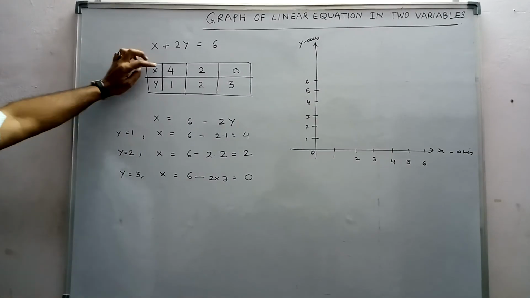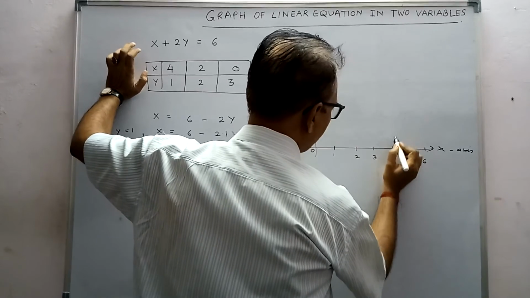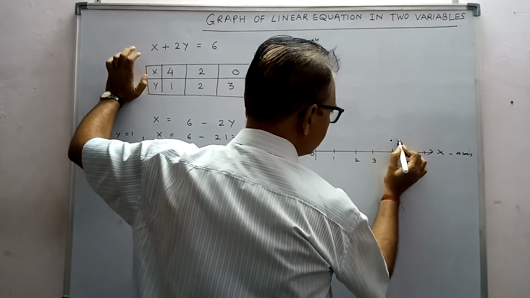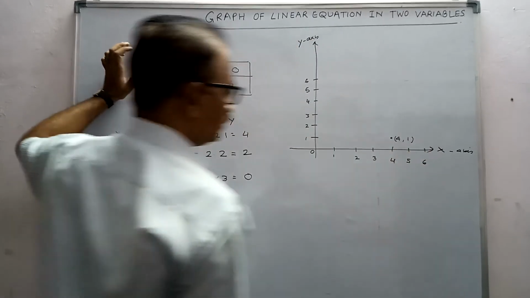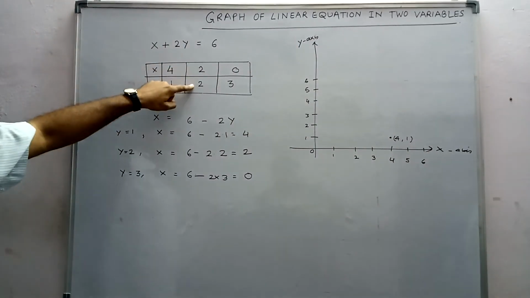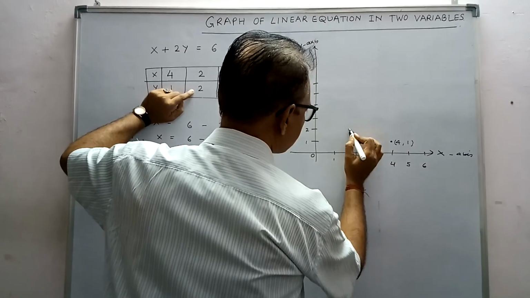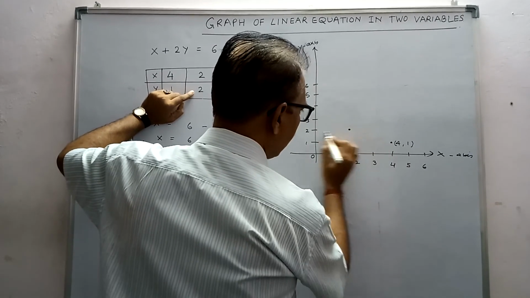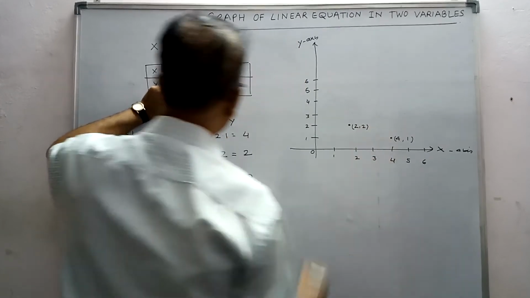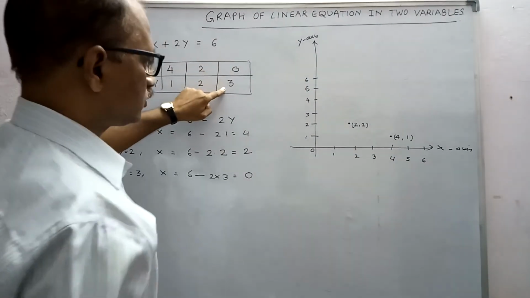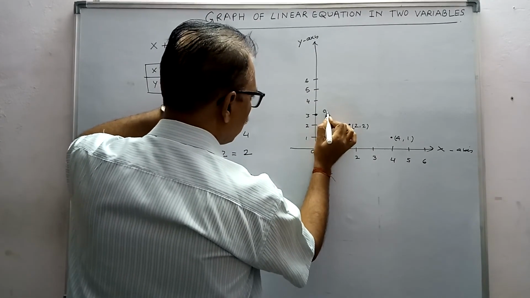Now the first point is x equal to 4 and y is equal to 1. That means this is the point. You will write here 4, comma 1. The second point is 2, comma 2. X is 2 and y is also 2. So this is the point 2, comma 2. The third point is x is 0 and y is 3. So this point is 0, comma 3.